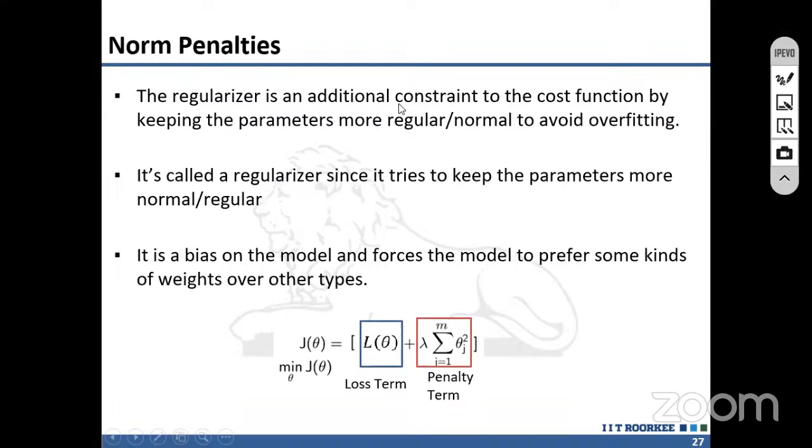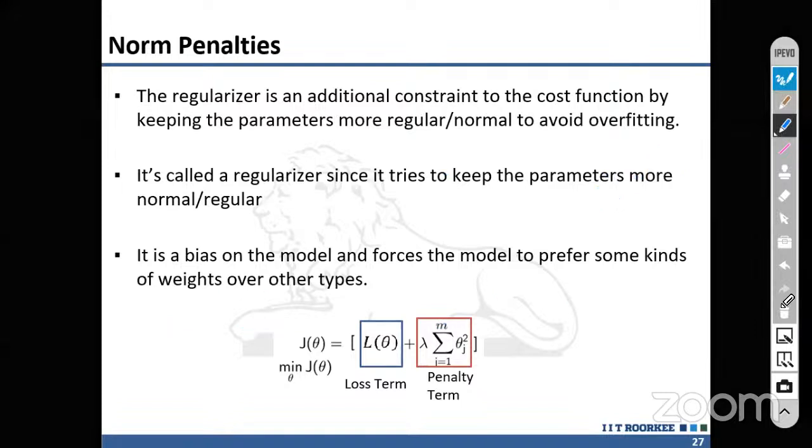So regularization is an additional constant added to the cost function that we have discussed. You have this loss term, and we are adding some penalty, an additional loss function, to the cost function by keeping the parameters more regular or normal to avoid overfitting. So it keeps the parameters more regular or normal.